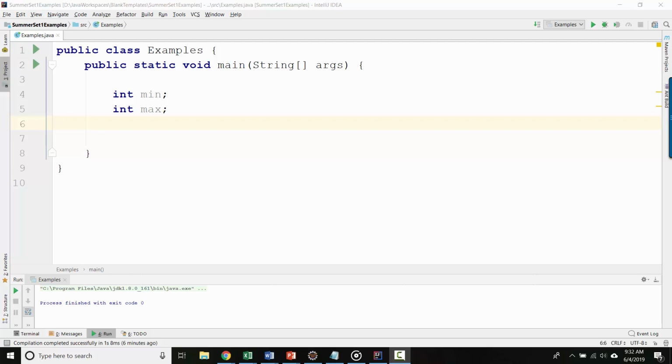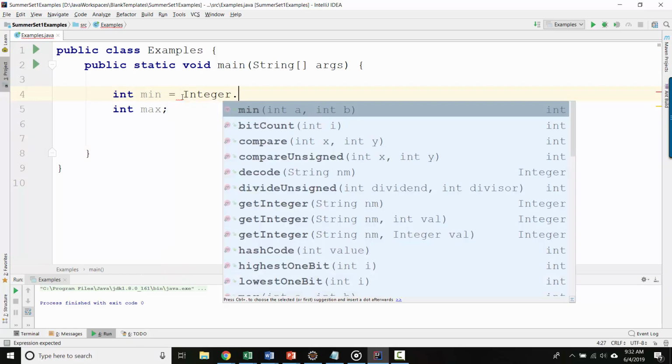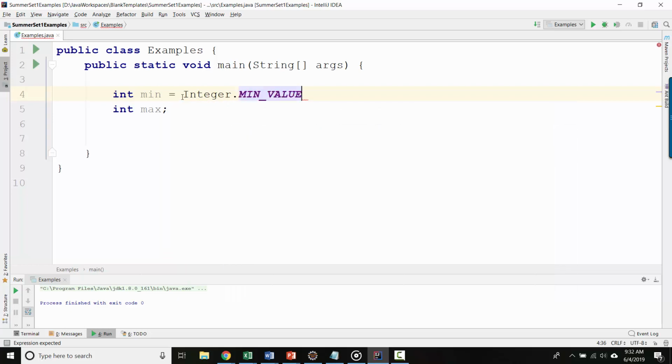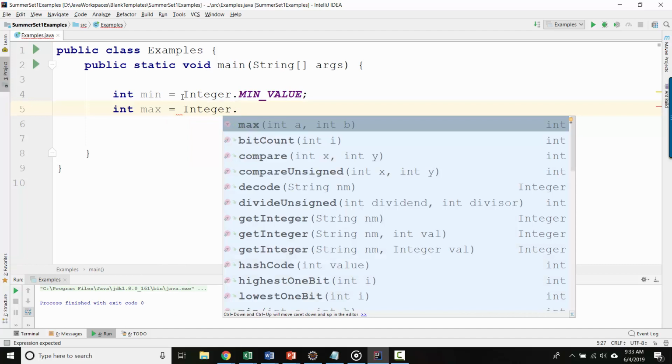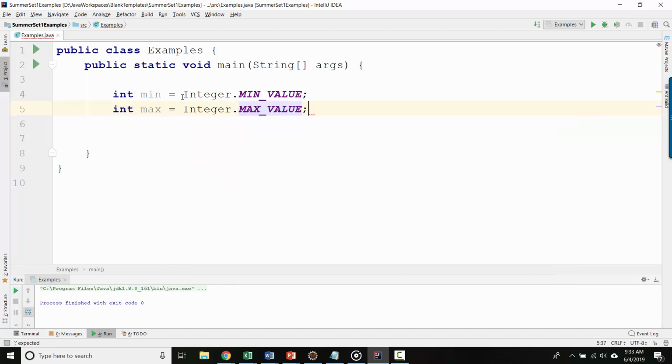Hi everyone, this short video is intended to help you answer a question you might have asked yourself, which is how large a number can an integer hold, or how small a number can an integer hold. So here I've made an int called min, and there's a built-in constant which you can access by saying Integer.MIN_VALUE. Notice how I'm using my tabs, I'm not actually typing it: Integer.M tab, MAX_VALUE.